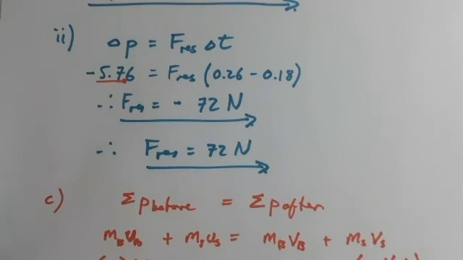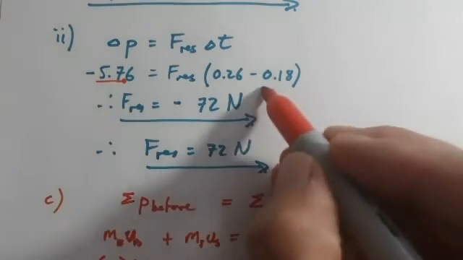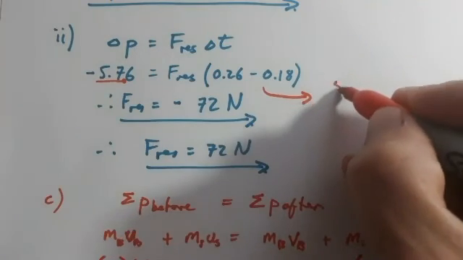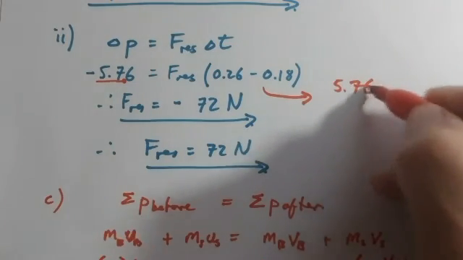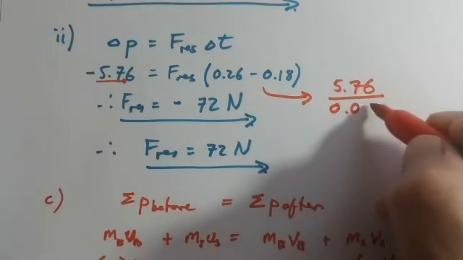5.7. Still get 72. So just... Oh, I see what I did wrong. Sorry, I calculated wrong. No worries. It is good. You should check me always.